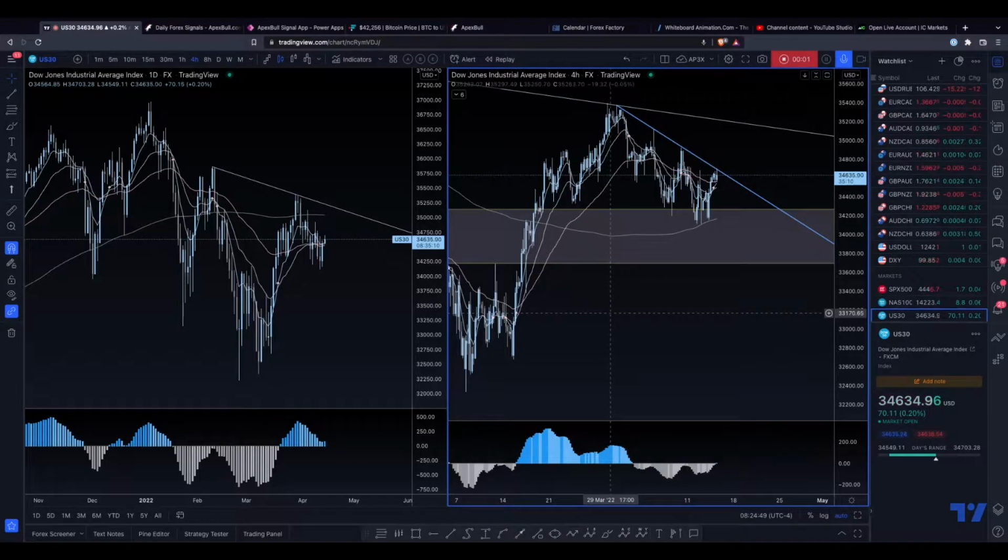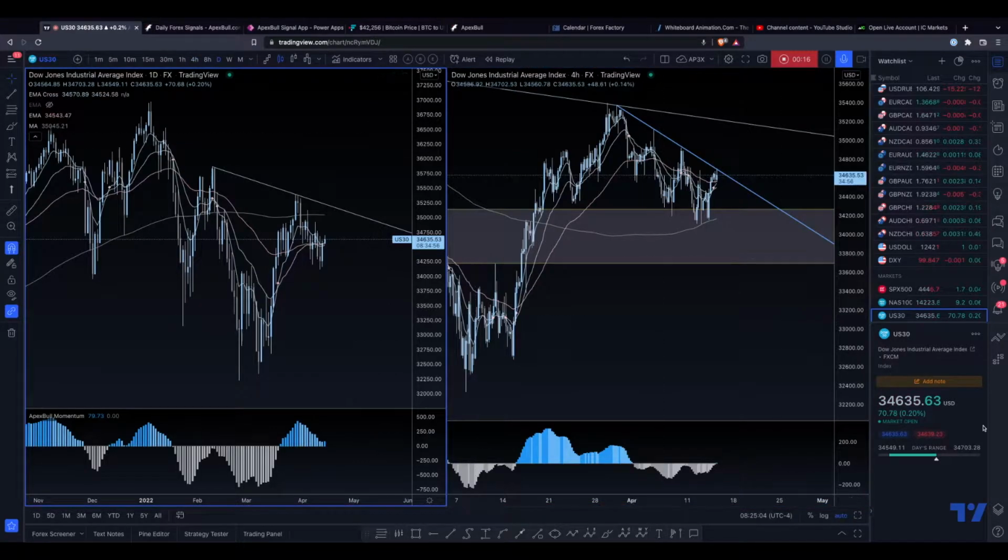Good morning, everyone. Want to take a look at the Dow Jones, the US30 YM contract, and so the stock market, basically, right? So let's dive into the analysis and possible trades.